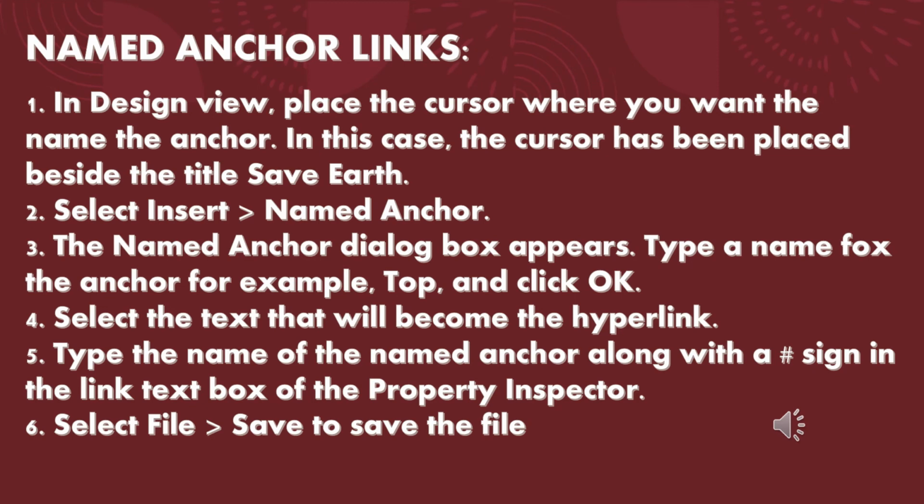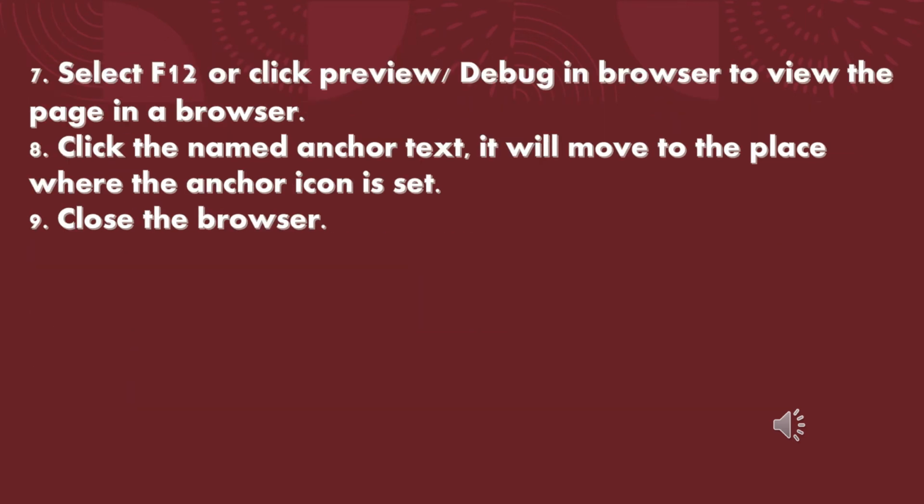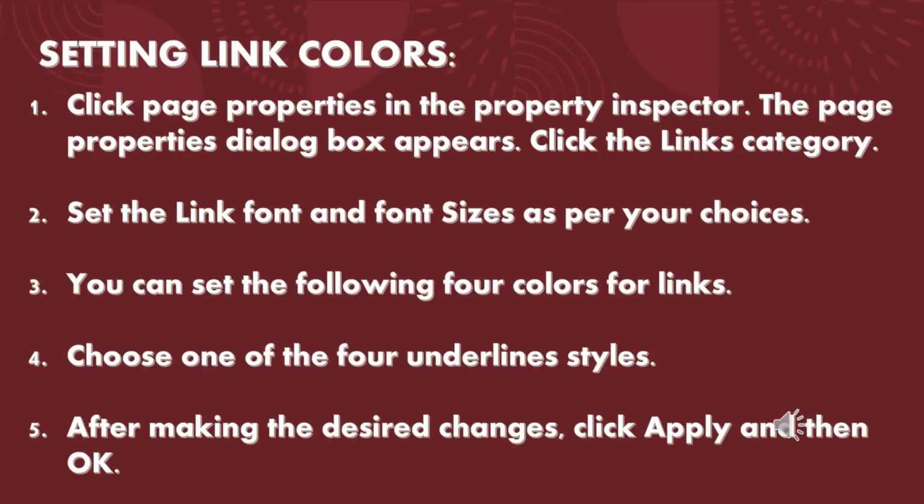Select the text that will become the hyperlink. Type the name of the named anchor along with the # sign in the Link text box of the Property inspector. Then select File, then Save to save the file. Then press F12 to view the page in the browser. Click the named anchor text and it will move to the place where the anchor icon is set. Then close the browser.